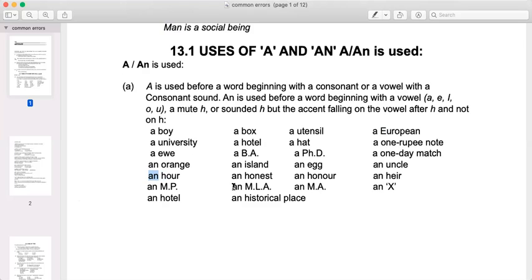Similarly here, an MLA. M is a consonant letter, but the sound is "em", which is, if we write it, EM. So the sound produced is a vowel sound, hence it is taking "an" before it.